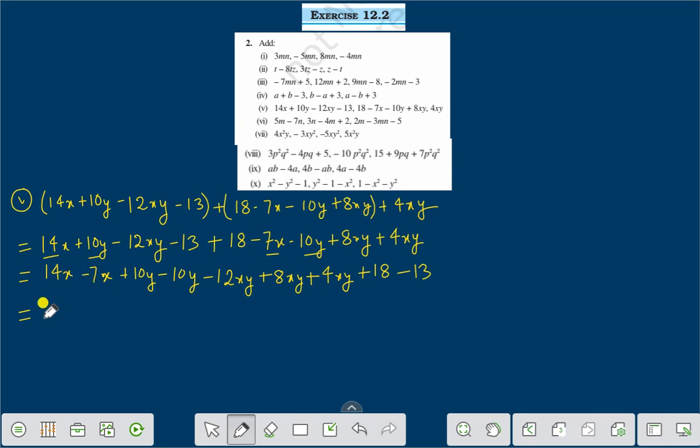14x minus 7x, 14 minus 7 is 7, it is 7x, and plus 10y minus 10y will cut, right? And minus 12xy plus 8xy plus 4xy, that is plus 12xy minus 12xy, will cut, and plus 18 minus 13 is plus 5. That is, we are getting 7x plus 5. The answer is 7x plus 5. Right?